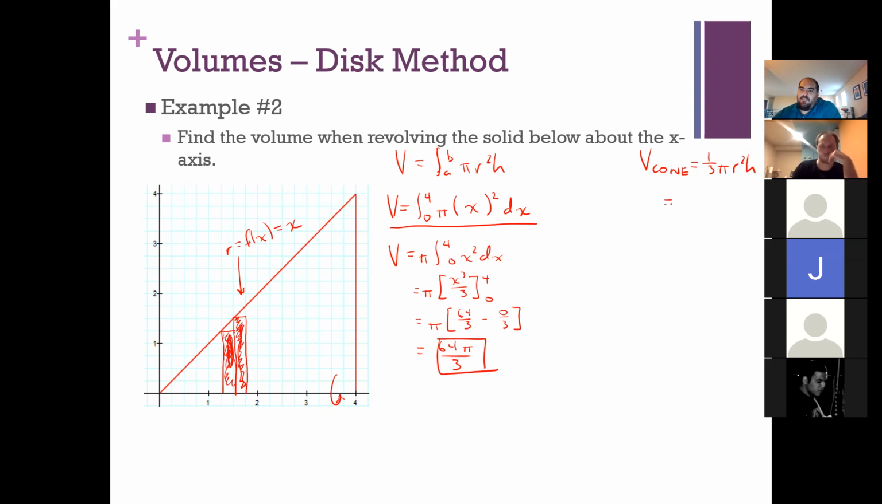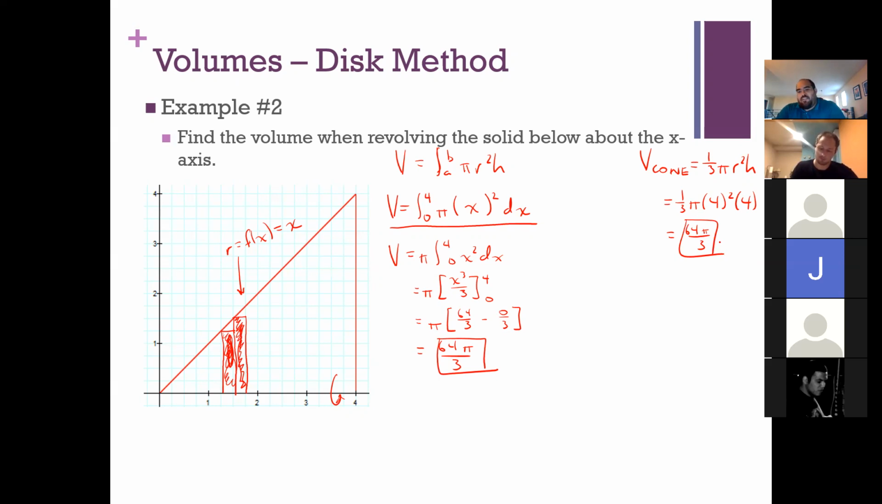So in this case, we know our radius is 4. Height is 4, and I very intentionally made this very similar in dimensions to our cylinder in the last example. But yeah, I'm going to get 64 pi over 3 again. So that checks out.